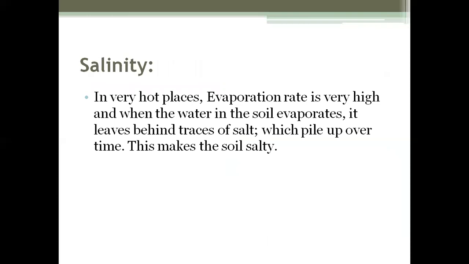Okay, another factor that affects agriculture is salinity. What is salinity? Students, in very hot places where the temperature is very high, the evaporation rate is very high. And when the water in the soil evaporates, it leaves behind traces of salt, which pile up over time. And this makes the soil salty. This condition is called salinity. And the soil that has a greater amount of salt is obviously not able to grow crops. So crops cannot grow in saline soil.